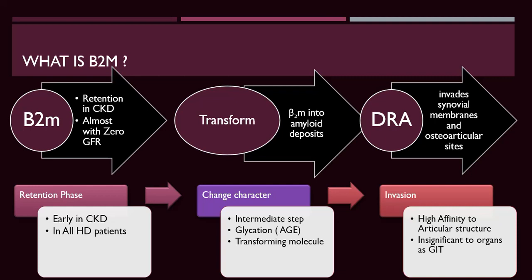So dialysis-related amyloidosis is directly linked to beta 2 microglobulin, with insignificant adhesion to organs like the GIT. It's mainly related to synovial membranes and osteoarticular sites. We will see why for these locations.